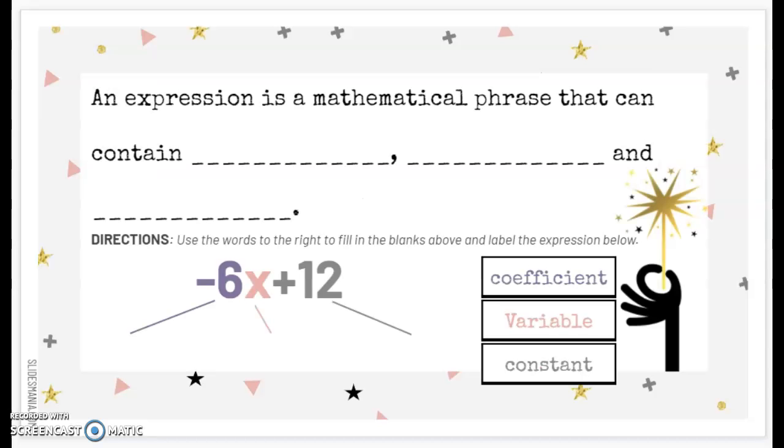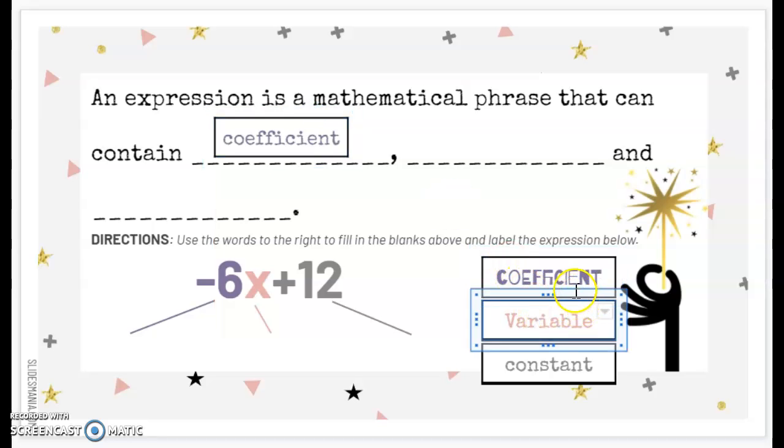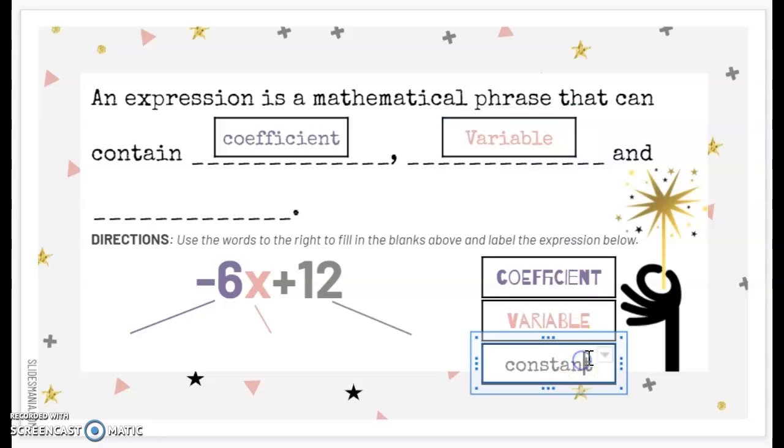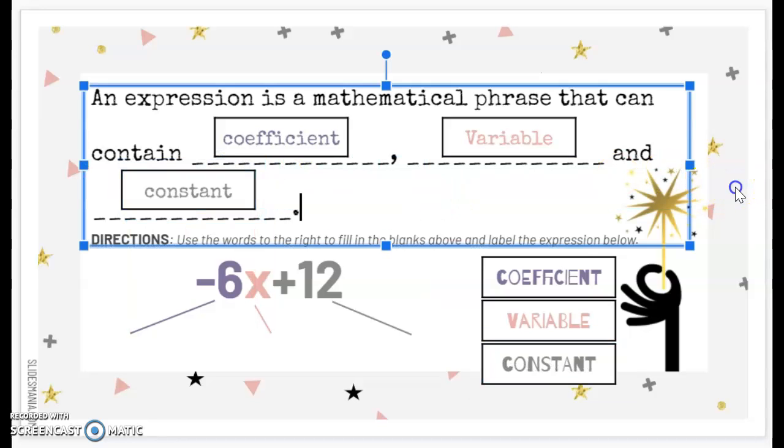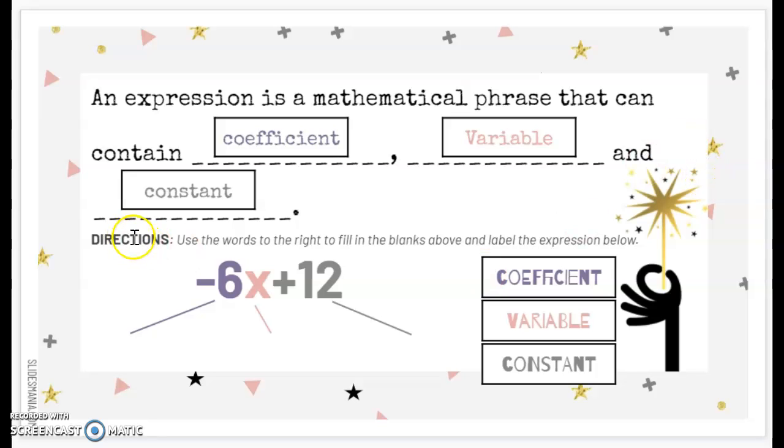So the next slide, we have an expression as a mathematical phrase that can contain three things: a coefficient, a variable, and a constant. So make sure when you're moving, you get this little cross with the arrows to be able to move your words. Whoops. Okay. Now, our directions say we need to use the words to the right to also label the expression.